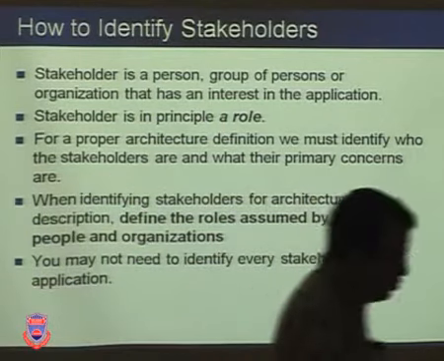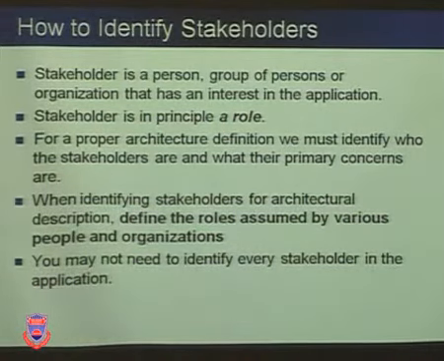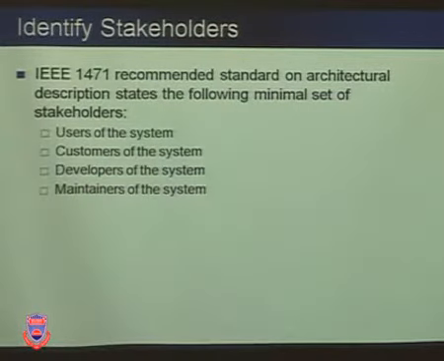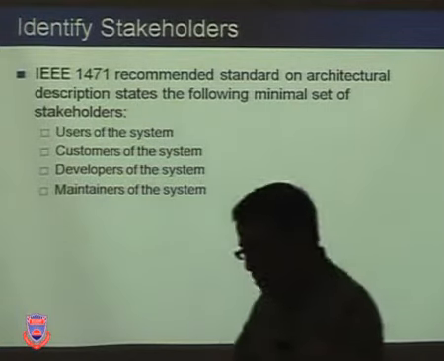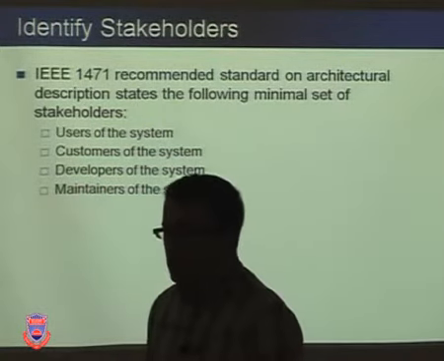So we should look at the roles. What are the roles that are important in the application? The IEEE 1471 is a recommended standard on architectural description. It indicates that the following minimal set of stakeholders have to be identified and defined. Users of the system. Of course, you have a system. What's the role? Well, somebody has to use it.